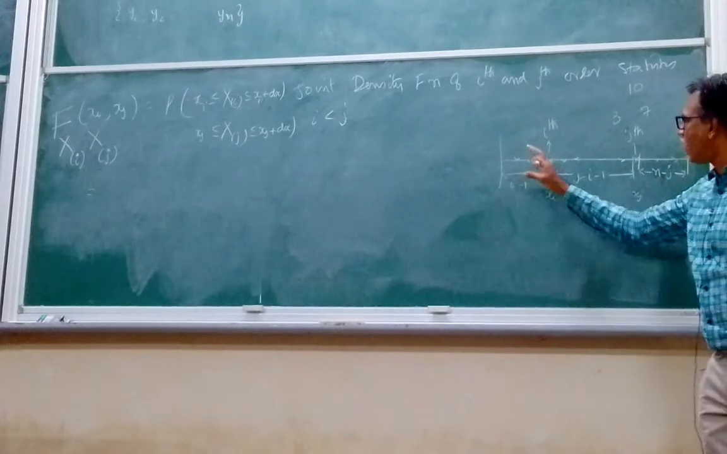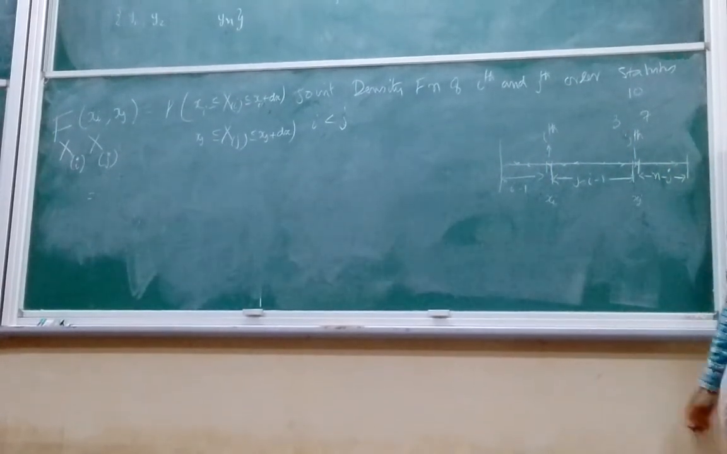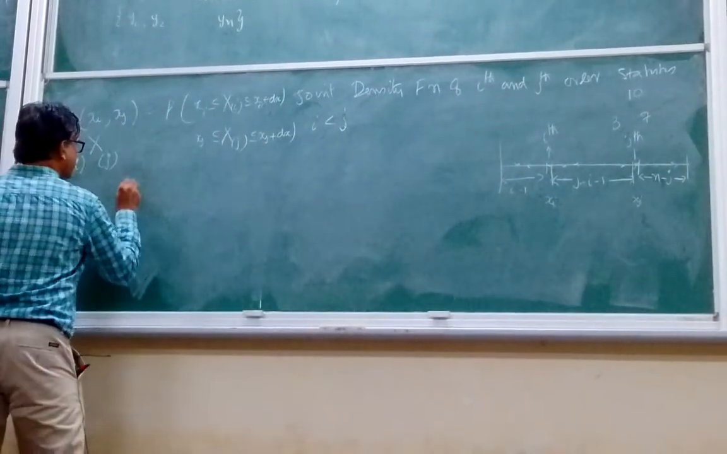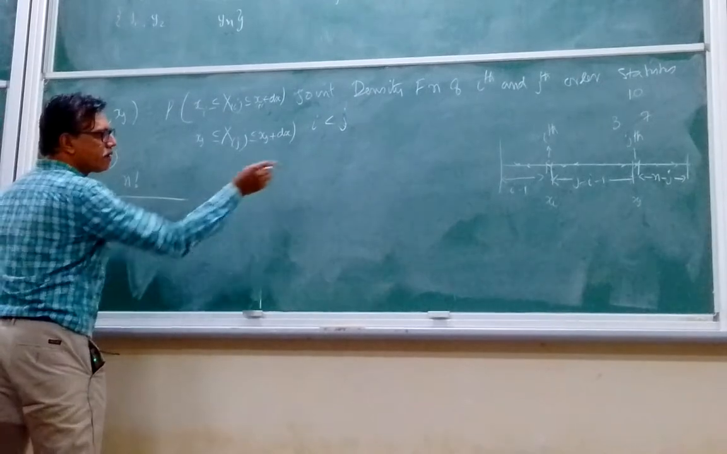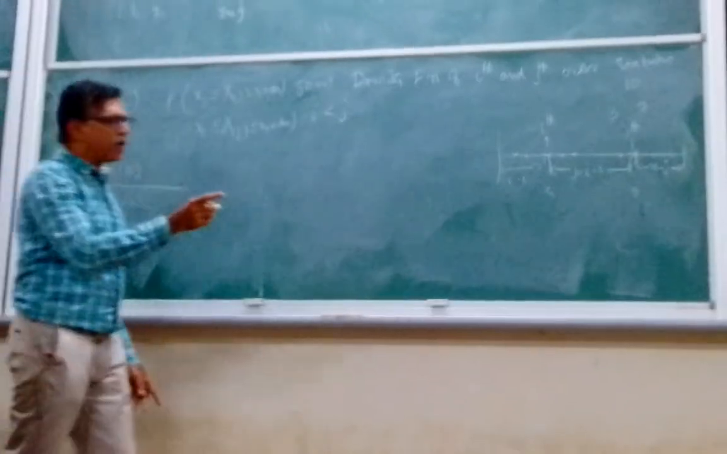I minus 1 should fall here, 1 should fall here, and so on. So it's just a multinomial distribution. So n factorial divided by I minus 1 factorial. Why are we doing it?